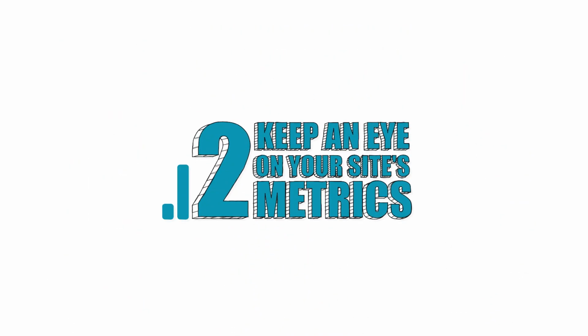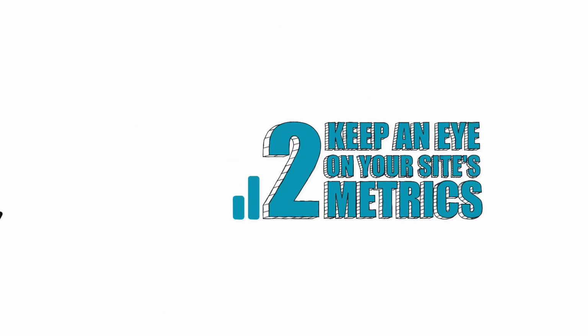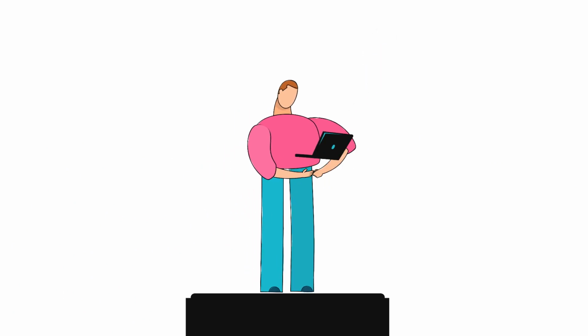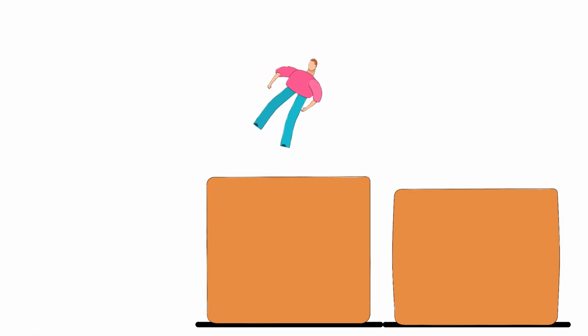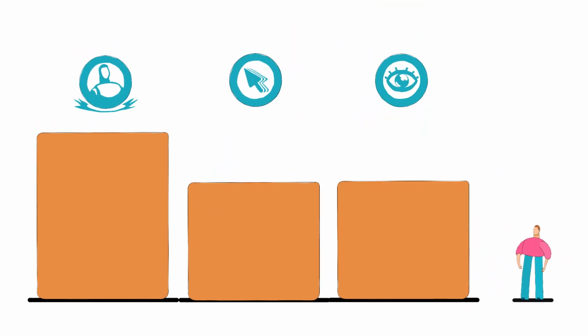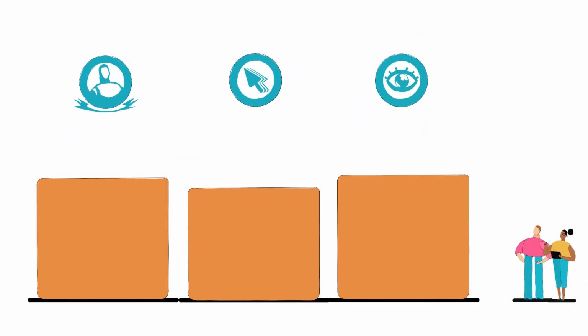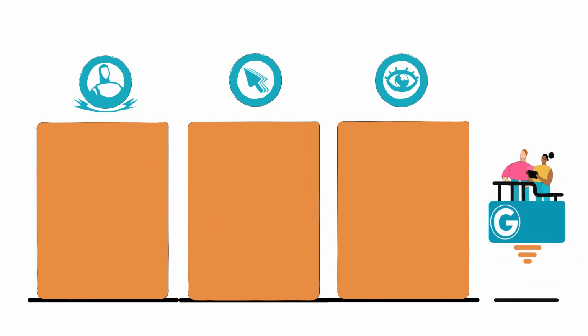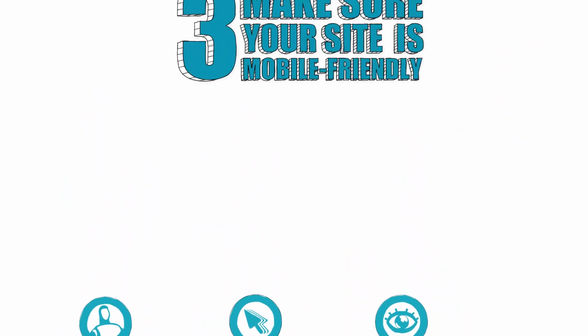The second tip, keep an eye on your site's metrics. Log into your Google Analytics and check your site's bounce rate, click-through rate, CTR, and page views per session. These metrics play a valuable role, and if you manage to increase them, your Google rankings will greatly benefit.